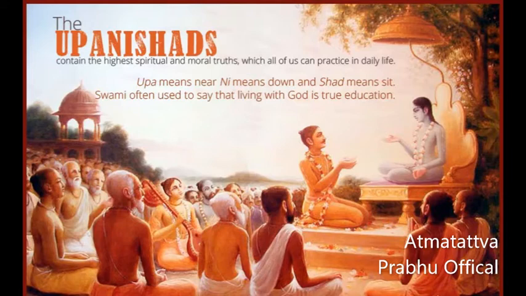Ajnana-timirandhasya jnananjana-shalakaya. The eye is given. Jnana-anjana, the eye of knowledge, the torchlight of knowledge. But the knowledge is not given. Knowledge is there, but some darkness is covering. So some flashlight is put on, then you can see. That's all.